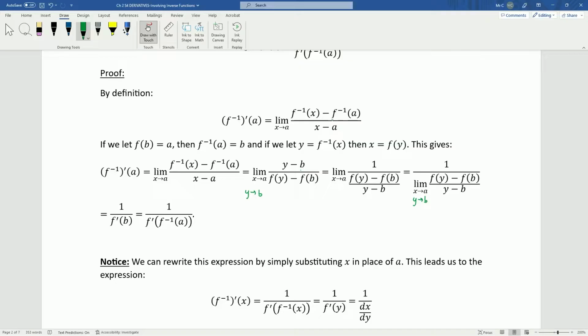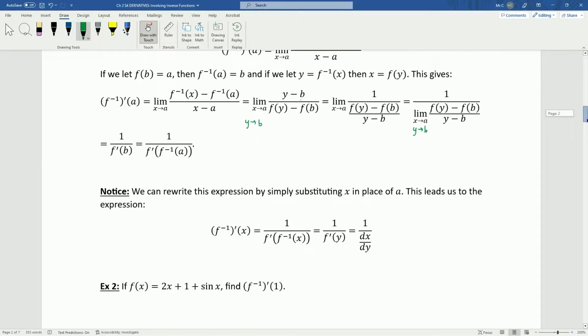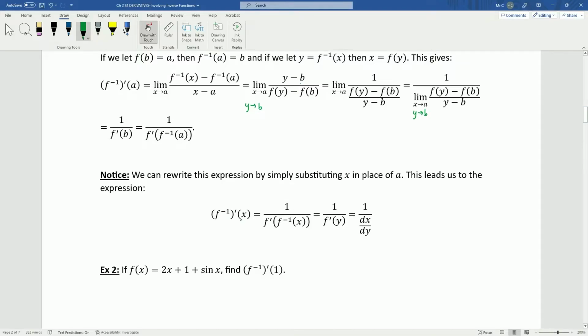Now, we used a and b here just because we had multiple variables to work with, and so we were imagining a single fixed point and looking at the derivative at that fixed point. But of course, we can rewrite this final expression by substituting x in place of a. That doesn't change anything. And that leads us to the following expression, that f inverse prime of x equals 1 over f prime of f inverse of x.